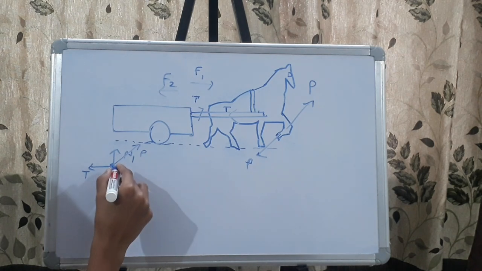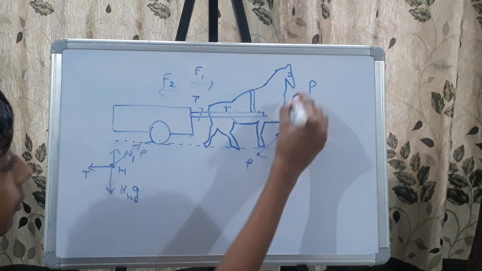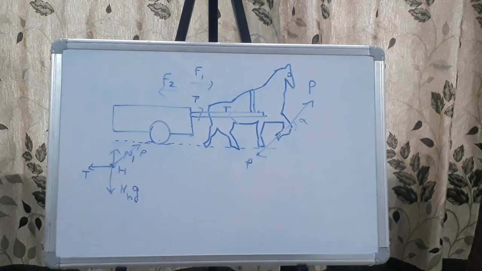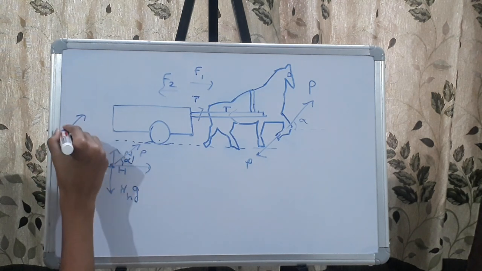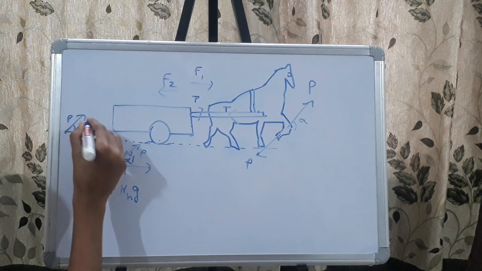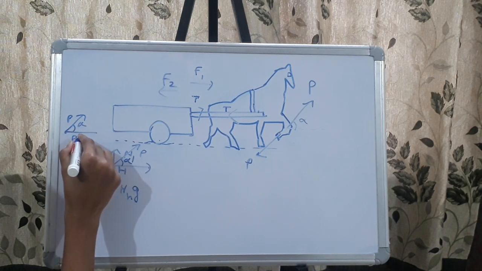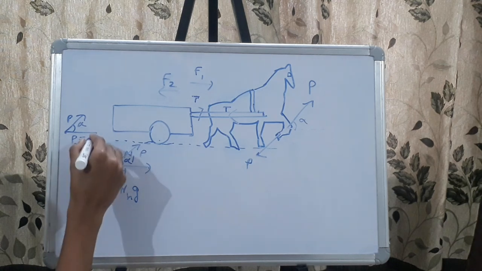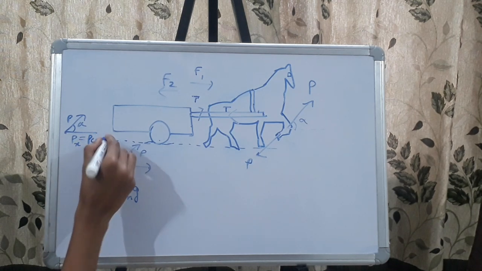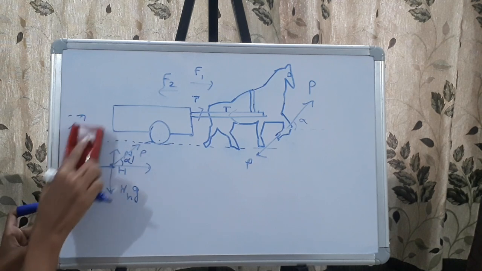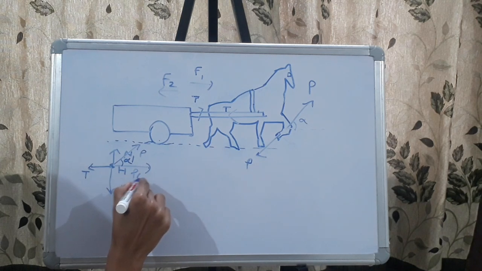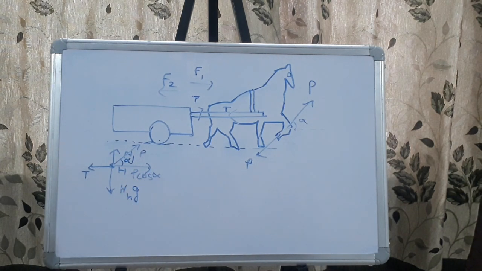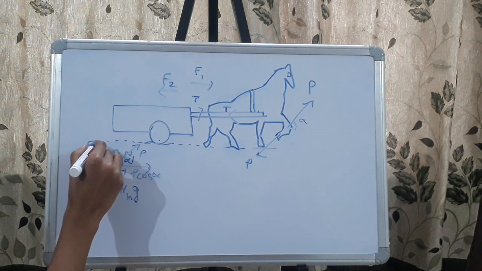Let's see why. Let's say that this force P makes an angle alpha with the horizontal. So this is P and this is alpha. So Px, the component of P along the X direction, is going to be P cos alpha. There's also going to be a vertical component of this force P, that is P sin alpha.